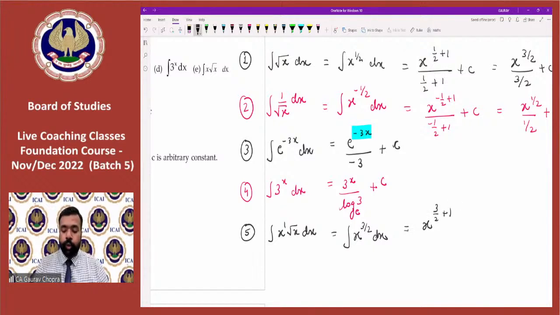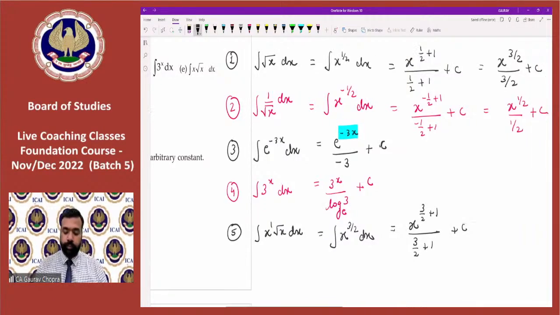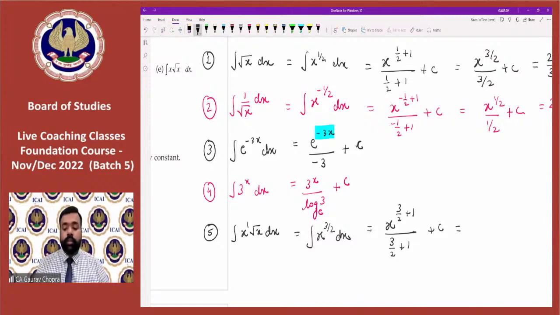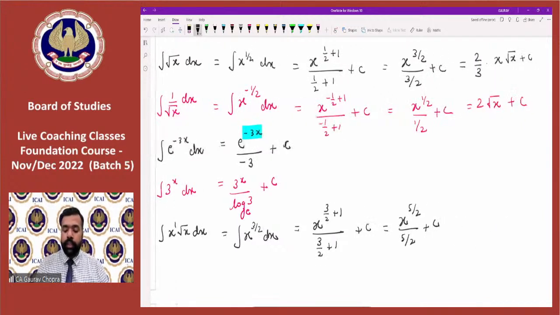So 3 by 2 plus 1 divided by also 3 by 2 plus 1 and then adding the constant. So x to the power will become 5 by 2 divided by 5 by 2 plus c. So final result can be 2 upon 5 x to the power of 5 by 2 plus c. And 5 by 2 power can also be written as x square root x. So we can write in any form as per our requirement.